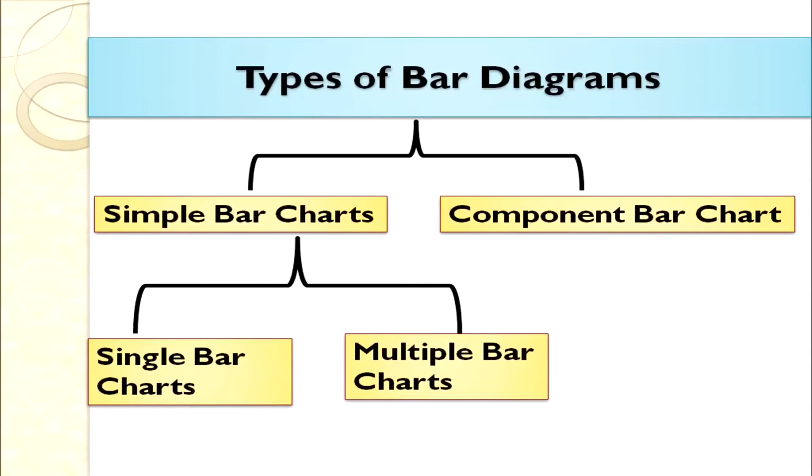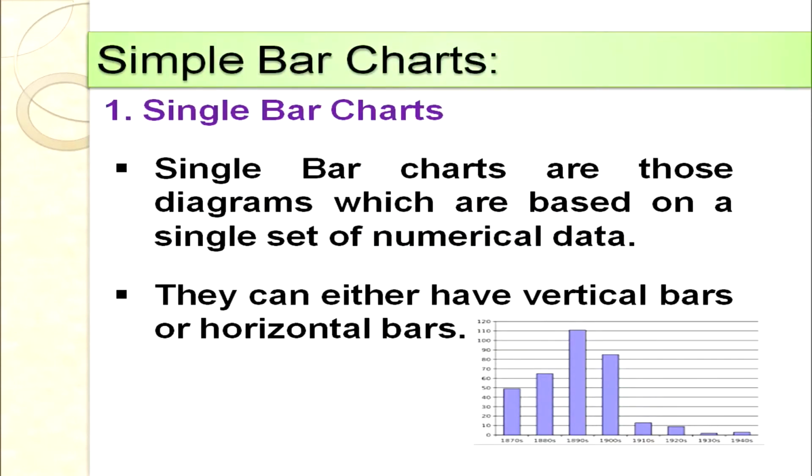One is the simple bar chart, the other is the component bar chart. Under the simple bar chart, we can also discuss the single bar chart, where a single data set is given, and the multiple bar chart, where two or more data sets are given to us. Let us discuss them in detail. First, what is a simple bar chart? Simple bar charts are those diagrams which are based on a single set of numerical data. That means we got only one type of data. While drawing these bars, they can be vertical as well as horizontal, but as I told you earlier, you will always go for vertical bars.